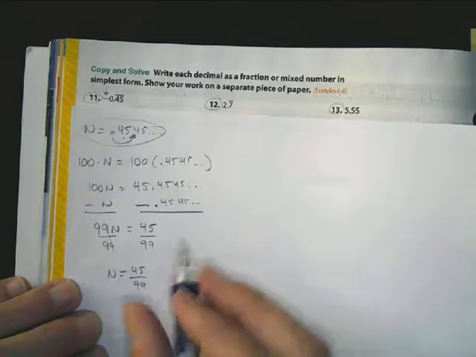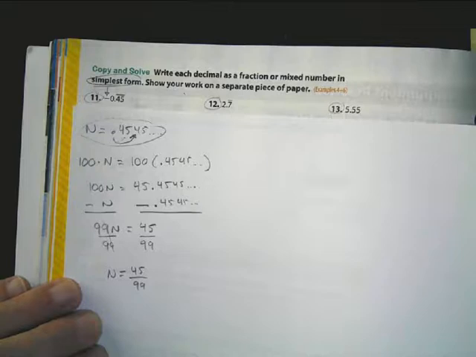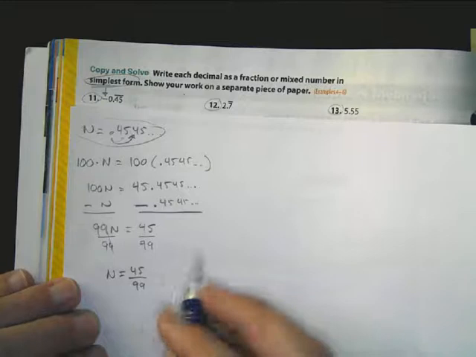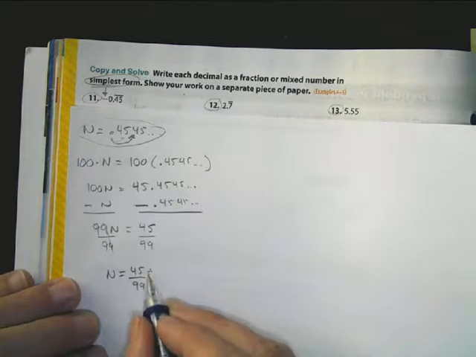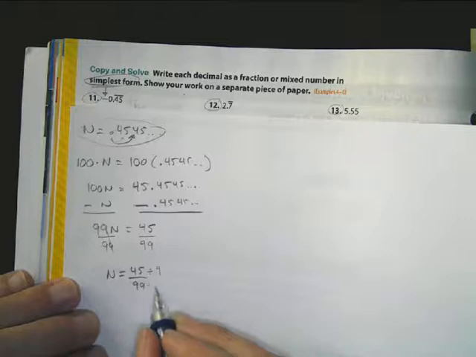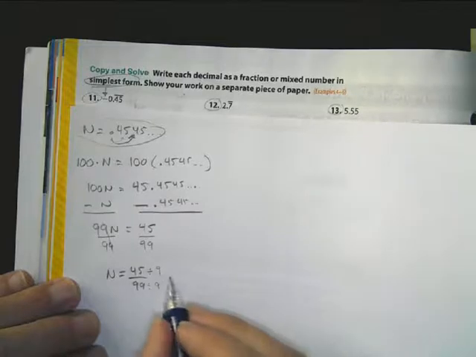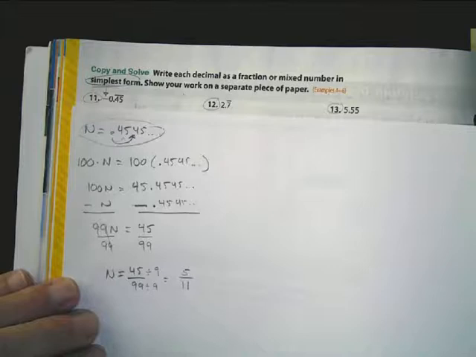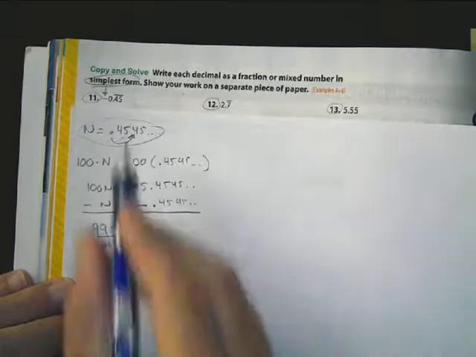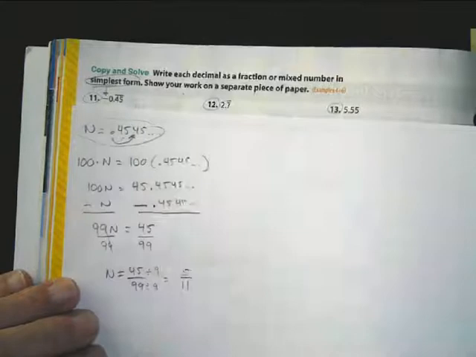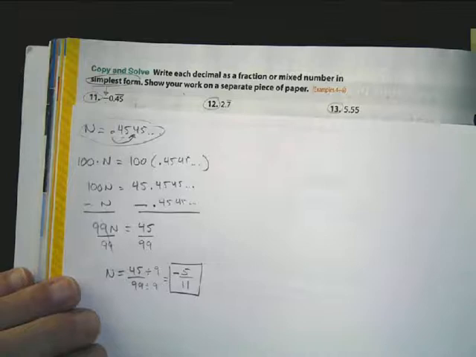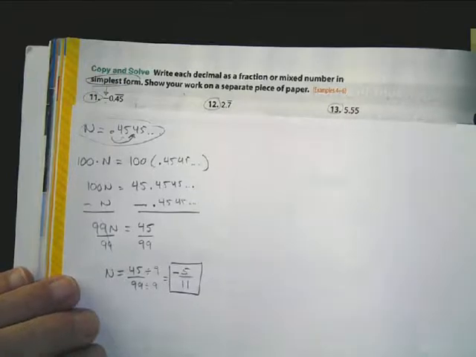Now, as always, we want to write it in simplest form. You might not recognize this right away, but look carefully. It's pretty big. We might be able to do something with it. And in fact, if I divide both sides, top and bottom, by 9, 45 divided by 9 is 5, and 99 divided by 9 is 11. So I end up with 5 over 11. But remember, back at the beginning, this was a negative value, and so my solution would actually be negative 5/11 in simplest form.